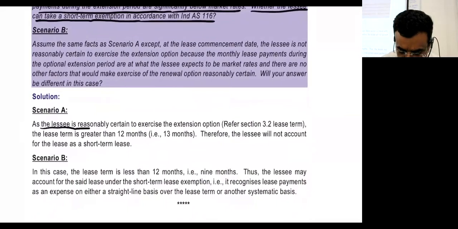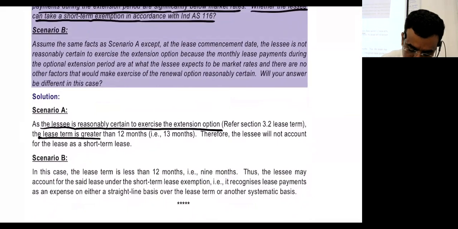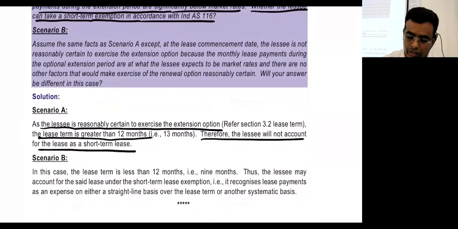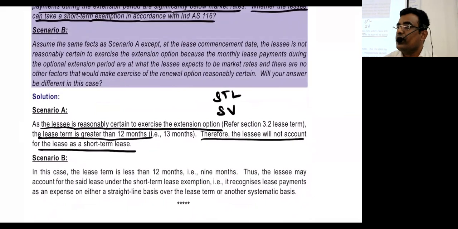As the lessee is reasonably certain to exercise the extension option, the lease term is greater than 12 months. Therefore, the lease will not be accounted for as a short-term lease. There is a concept of short-term lease and small value lease. What lease is that? Short-term lease, small value lease.